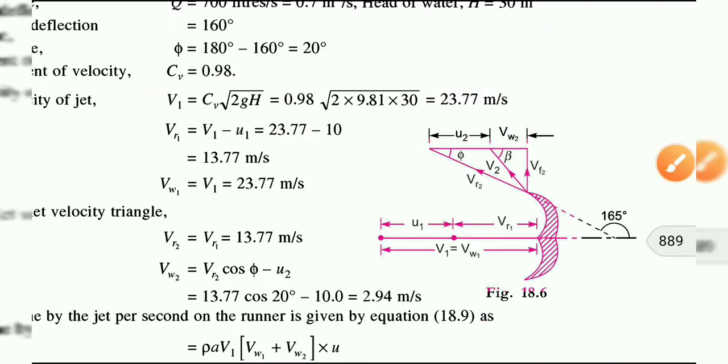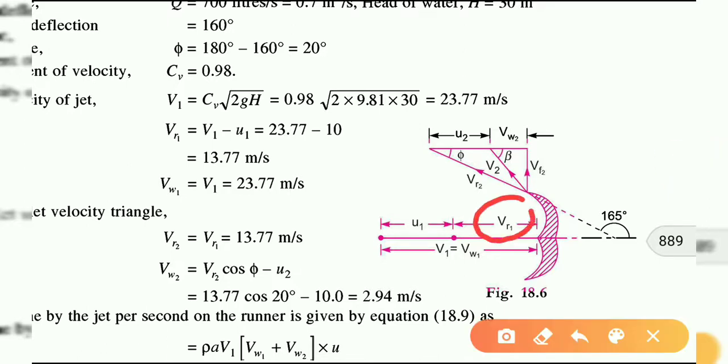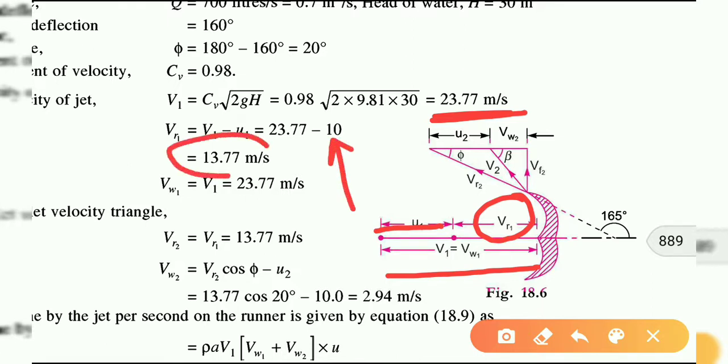Then we need to find the relative velocity at the inlet, this VR1. We can calculate VR1 using this formula: V1 minus U1 is equal to VR1. The value of V1 we have just calculated. The value of U1, which is equal to the mean bucket speed, is already known. So the relative velocity at the inlet can be found like this: 13.77 meter per second.